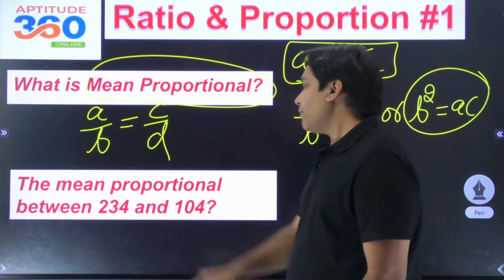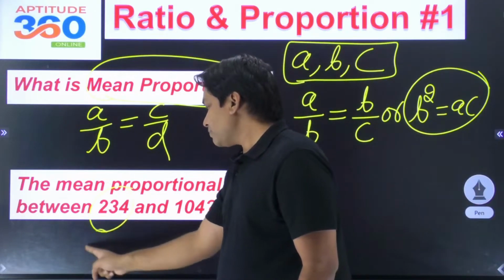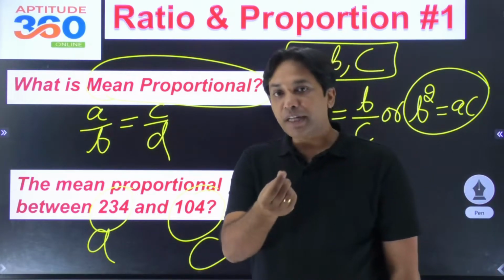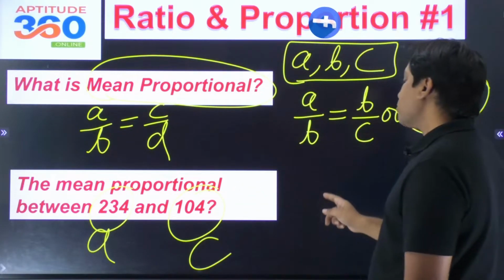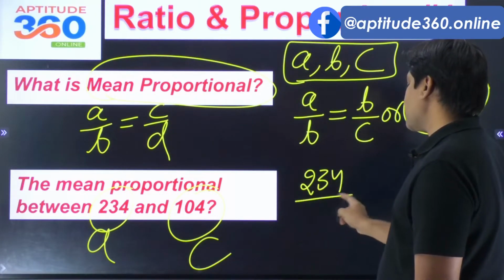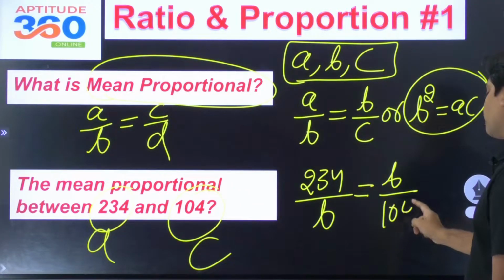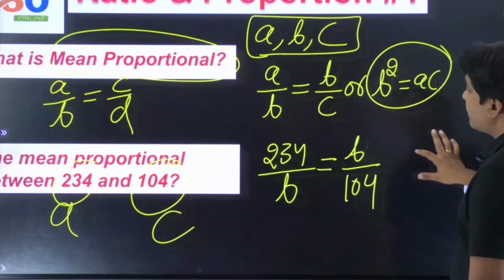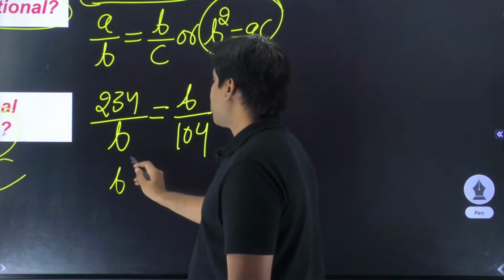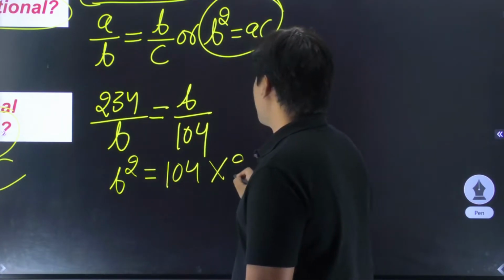If that is the situation, then you bring in the mean proportional concept. So now if you need to find out what is going to be the mean proportional between, this one obviously is going to be A, this one obviously is going to be C, and they're asking you to find out what is going to be the value of B. So how do you find out the value? You say this is going to be 234 in this situation divided by B equals B divided by 104. Let's find it out. What is going to be the value of B? B square, the cross multiplication is going to be 104 into 234.